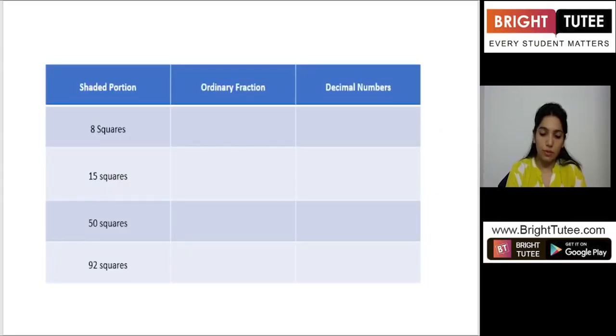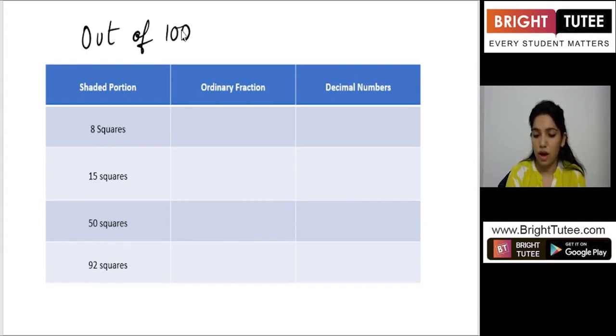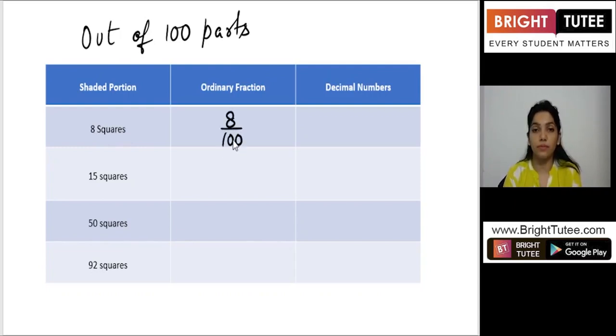Moving to the next question here. Here it says that we have got a shaded portion of say 8 squares. How can you write this as an ordinary fraction? If we are writing an ordinary fraction of 8 squares, say this is out of 100. So I'm just writing it here. Out of 100 parts, if you see 8 squares shaded, it will be written as 8 over 100.